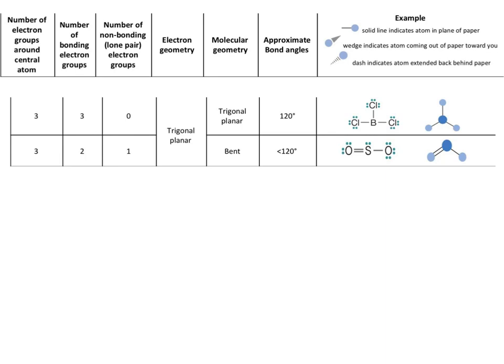Boron compounds will quite often have a trigonal-planar molecular geometry because boron tends to form 3 different bonds. Boron trifluoride would be another perfect example. We've got 1, 2, 3 electron domains. All 3 of those are bonding, and so we have a trigonal-planar electron domain and molecular geometry.